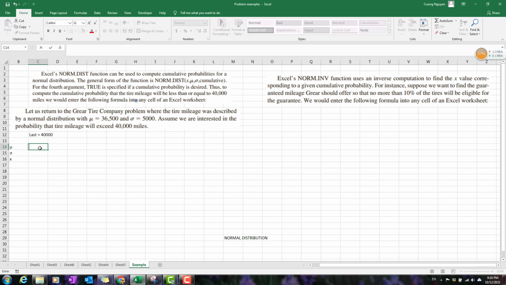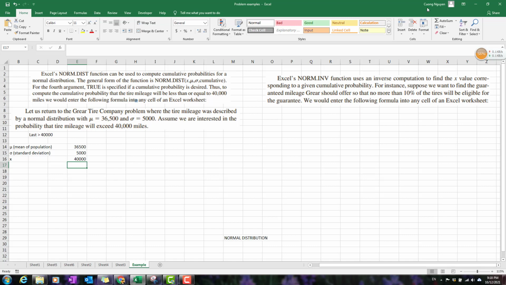So first of all, we talk about the mean, that means the mean of the population. That should be 36,500. Another one is sigma, which is the standard deviation, and we will write 5,000. And x would be 40,000 miles. We will try to determine the chance that x will be higher than 40,000 miles.